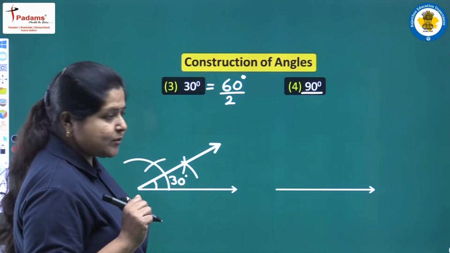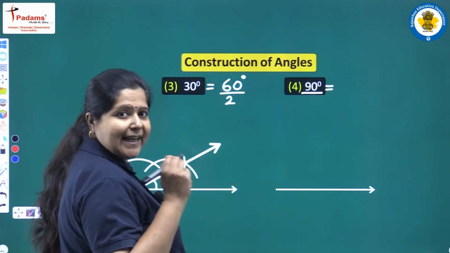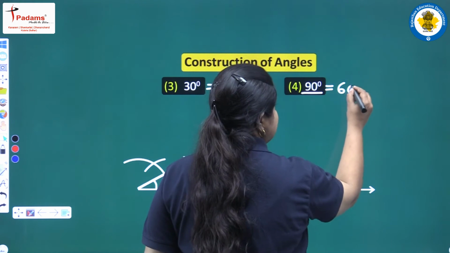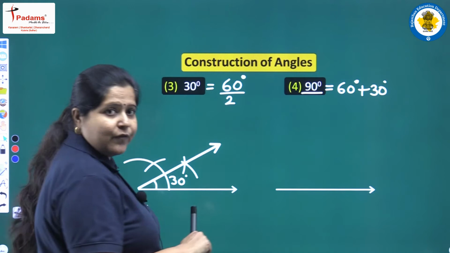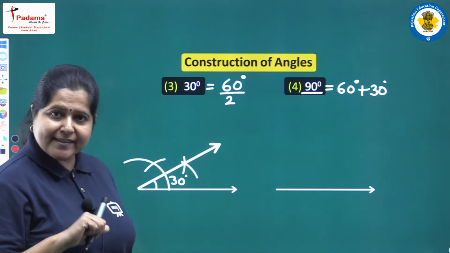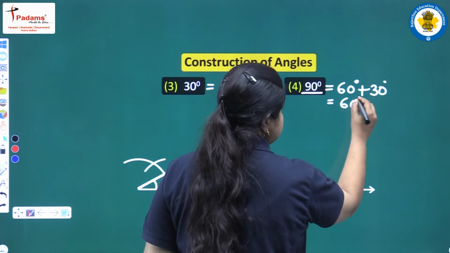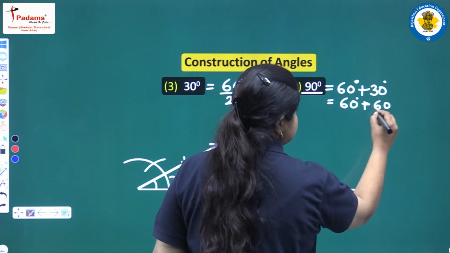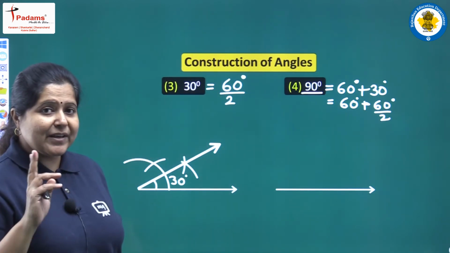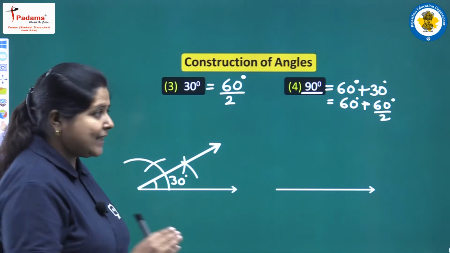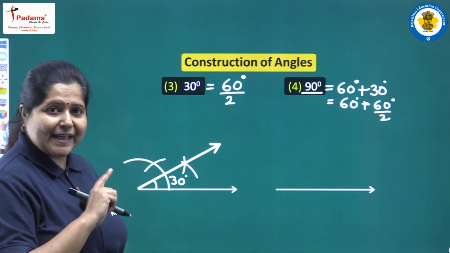It is an important one. Again, we should know how we get 90 degree. It is 60 degree plus 30 degree. So first again we need to construct 60 degree. And how do we get this 30 degree? It is again half of 60. So again we need to construct 2 angles measuring 60 each, and then we will be bisecting one angle and then we will be getting an angle of 90 degree.